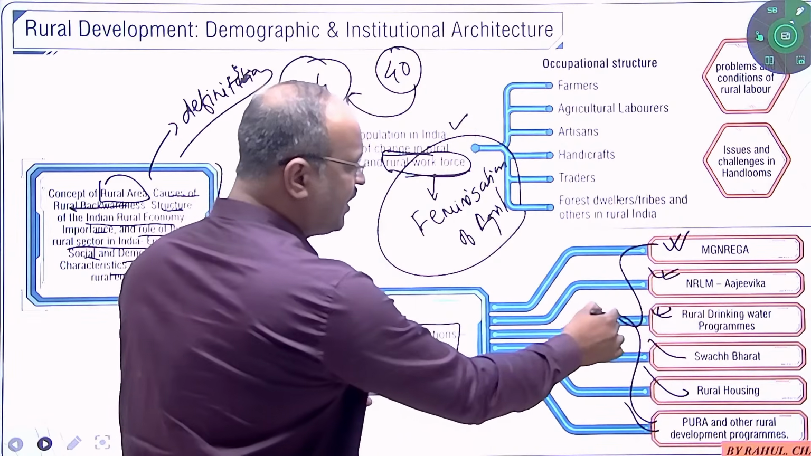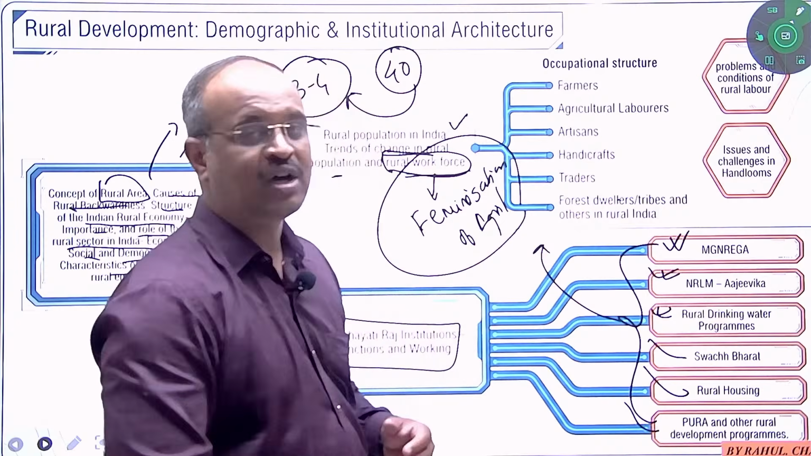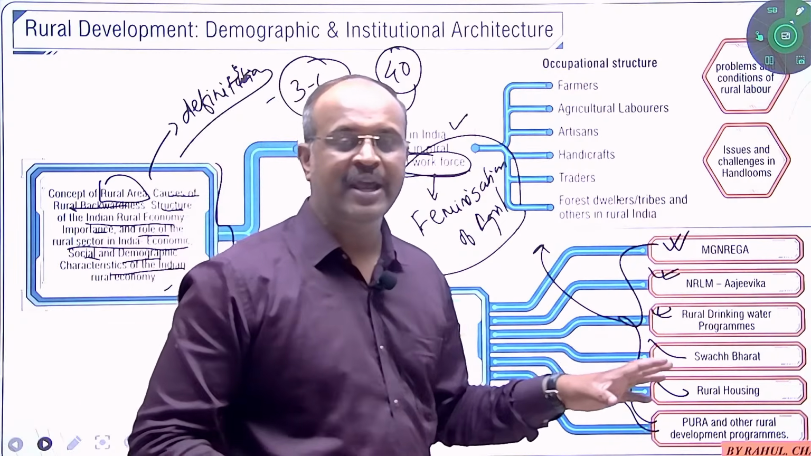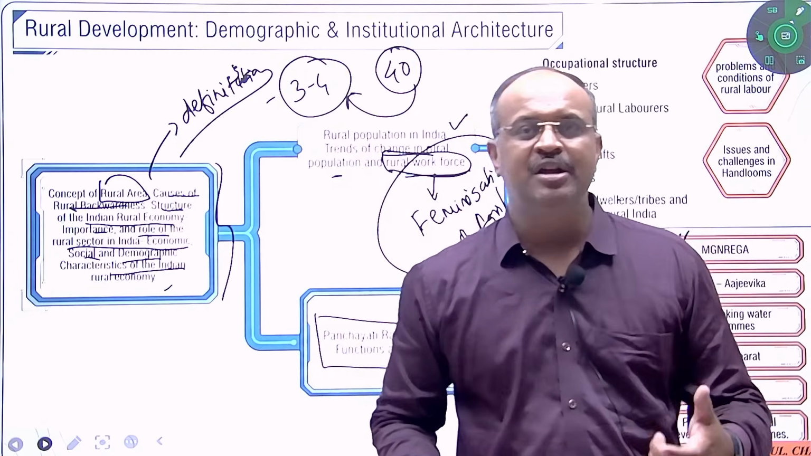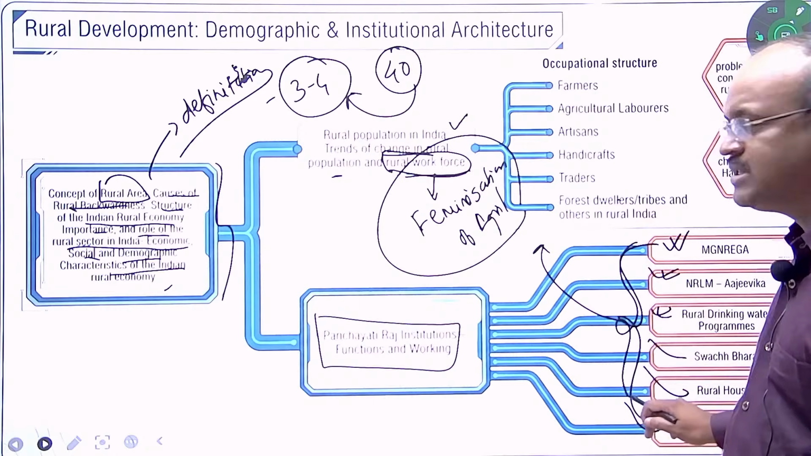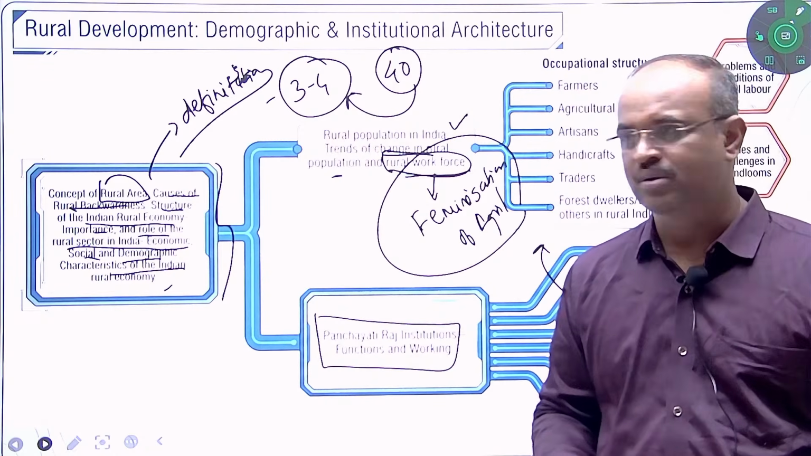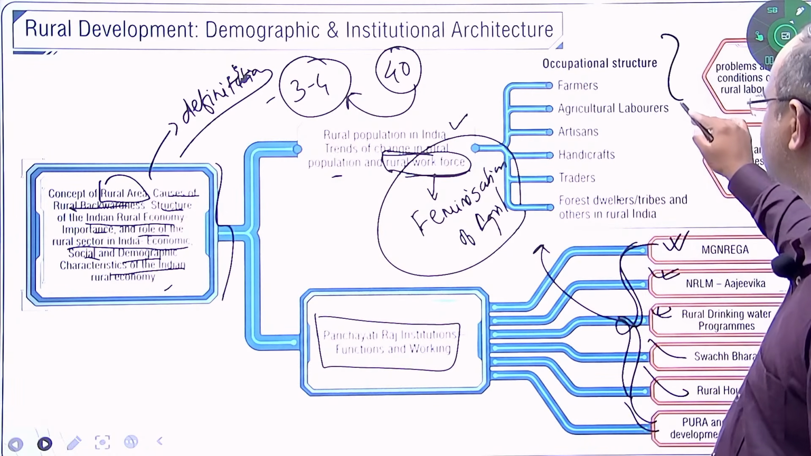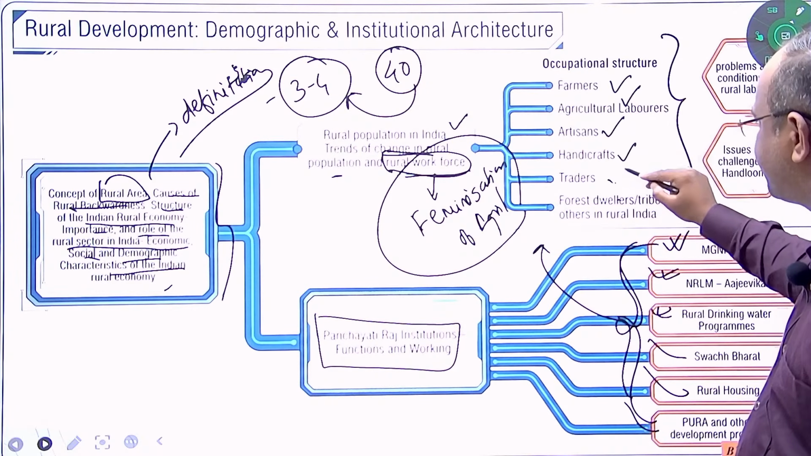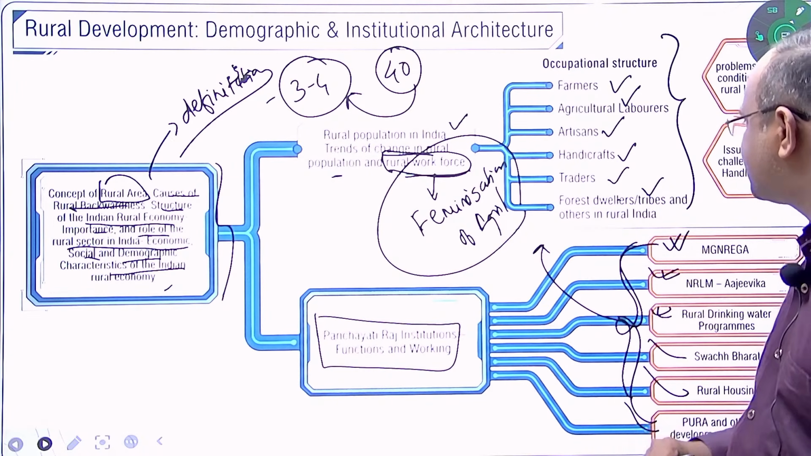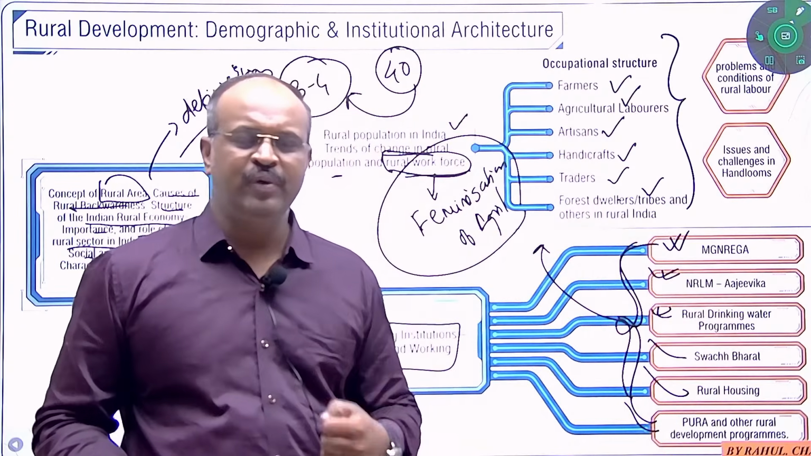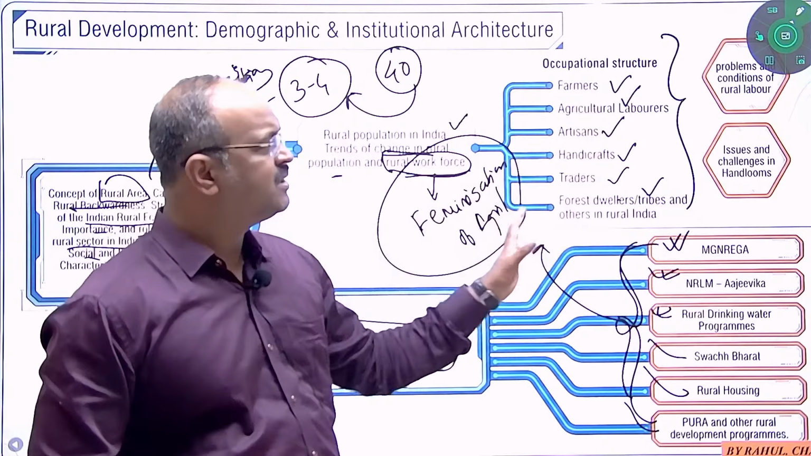We need not focus only on these topics. There are other government schemes or measures completely related to rural areas, for example the Pradhan Mantri Gram Sadak Yojana. Questions can be asked on that, even if it is not mentioned in this syllabus. Getting? And coming to occupational structure: farmers, agricultural laborers, artisans, handicrafts, traders, forest dwellers, tribes and others in rural India. We don't expect many questions from this section.